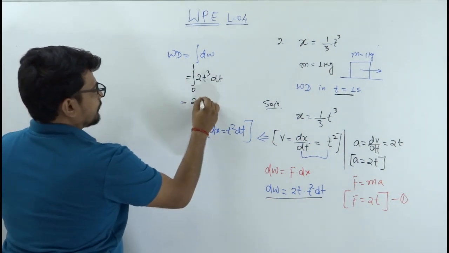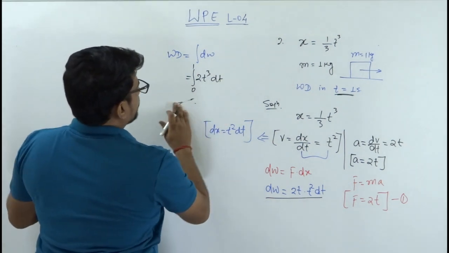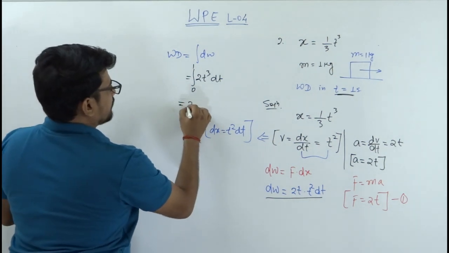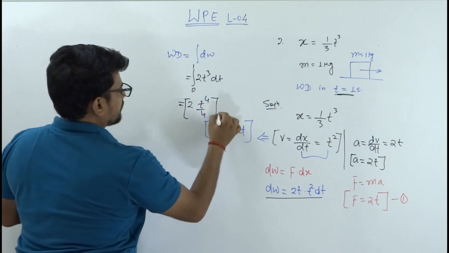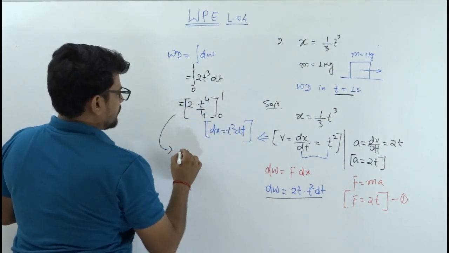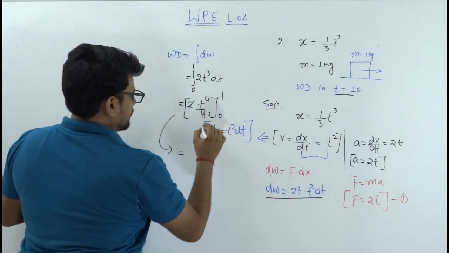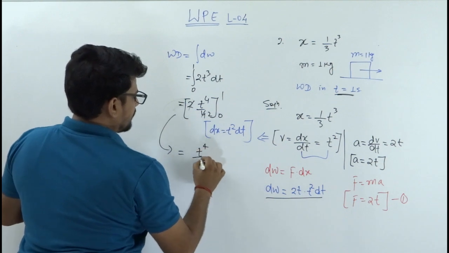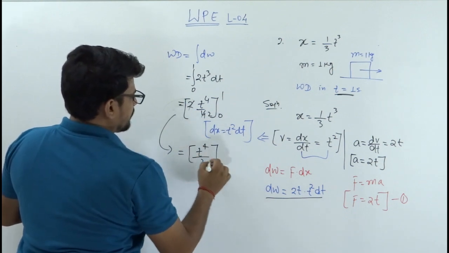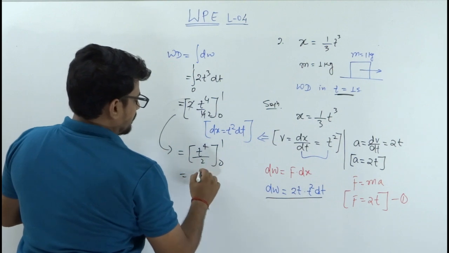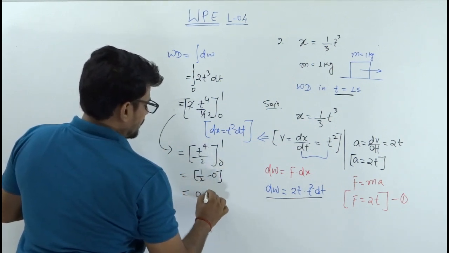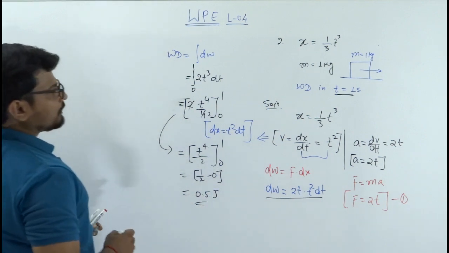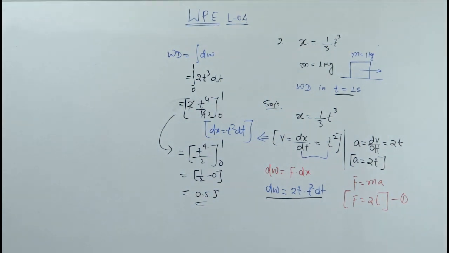This is going to be how much? We have to integrate first, my bad. We're going to do 2t to the power of 4 upon 4, put the limits from 0 to 1. That should be t to the power of 4 upon 2, and the limit is going to be from 0 to 1. That is going to be 1 upon 2 minus 0. So the work done should be 0.5 joule. The work done in this time is 0.5 joule.